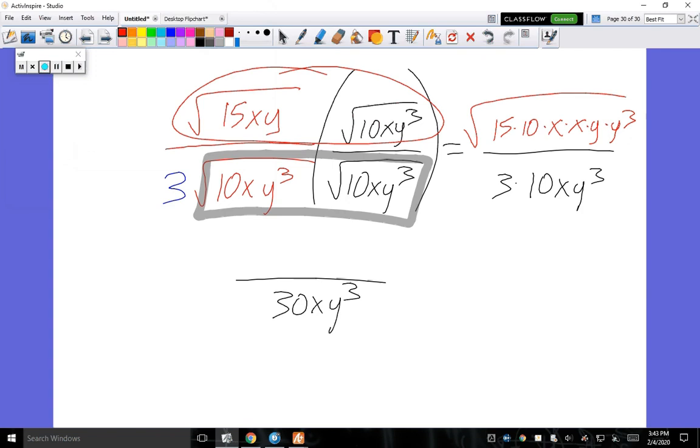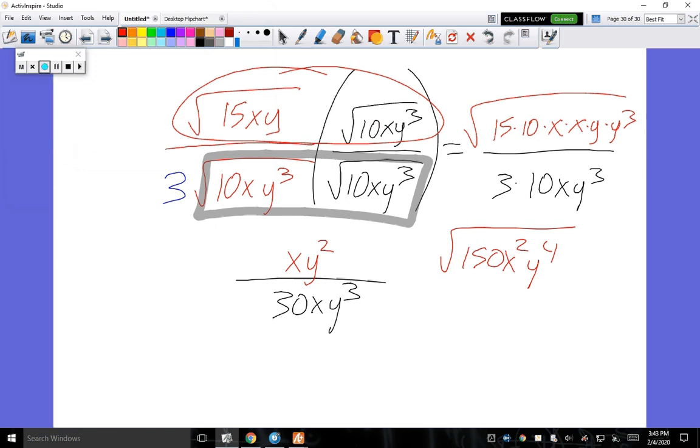Simplify it to what? 150x squared y to the 4th. Okay, so 150 x squared y to the 4th. How many x's come out? No, careful. How many x's come out? 1. Okay. How many y's come out? 2. So y squared. The reason why I kept it as 15 and 10 is because you could probably see it still.